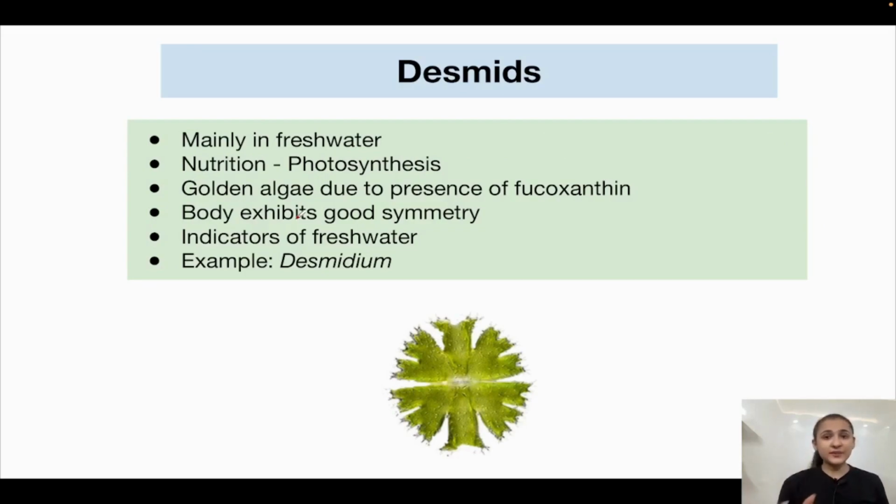Now coming to desmids, which is the second group which is kept under Chrysophytes. Now, desmids are mainly found in fresh water. Their mode of nutrition is also photosynthesis. Now, as already told before, why are they called golden algae? They are called golden algae because of the presence of pigment known as fucoxanthin, which imparts it a color, because of which they are known as golden algae. And their body exhibits very good symmetry.